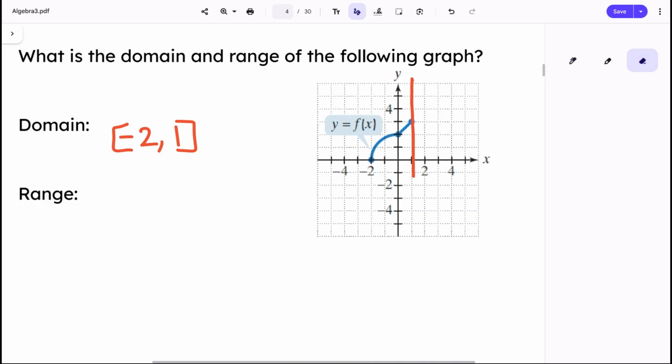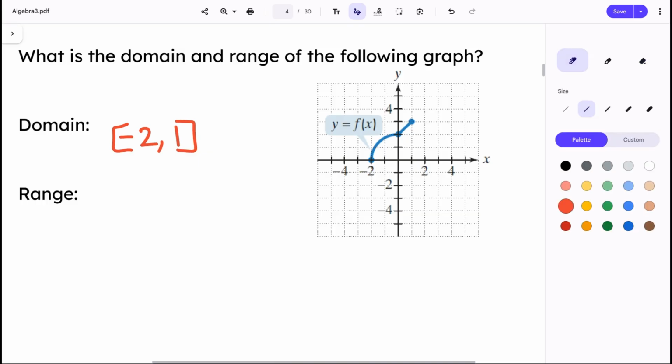We also need to do the range. So I'm going to erase these two red lines because my range would be focusing on my y values. My y's is how much up and down does it go? If you wanted to draw lines like that, they would be horizontal like this. Again, we have closed circles on here. So what's the lowest it goes on the y-axis? 0. So bracket 0. And then what's the highest it goes? 3. And again, bracket, because we had closed circles on our graph.